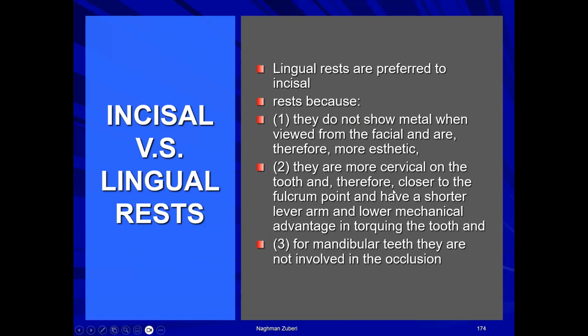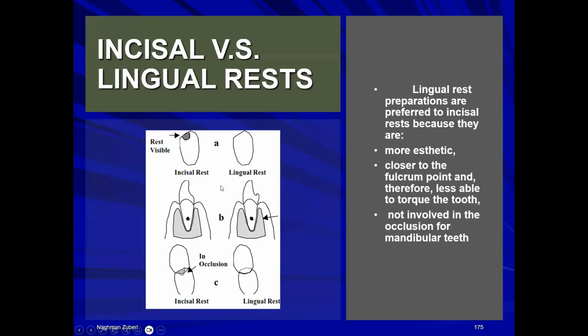So mechanically, they are not going to have more leverage on the tooth. And mandibular teeth are not coming into the occlusion. Otherwise, chances would be that there will be hyperocclusion and the patient is going to have apical periodontitis. This is the incisal rest seat area, but we do not advocate it. Better to go for the lingual rest seat because it is not going to be visible, and secondly, it is not going to come into the occlusion.